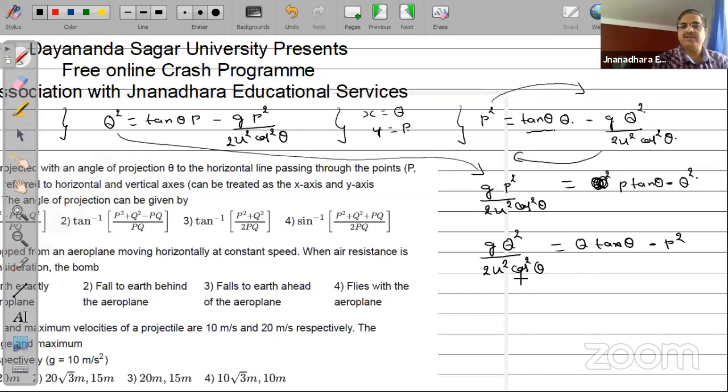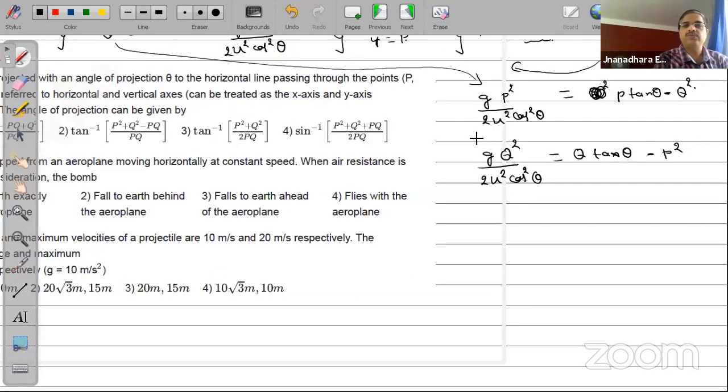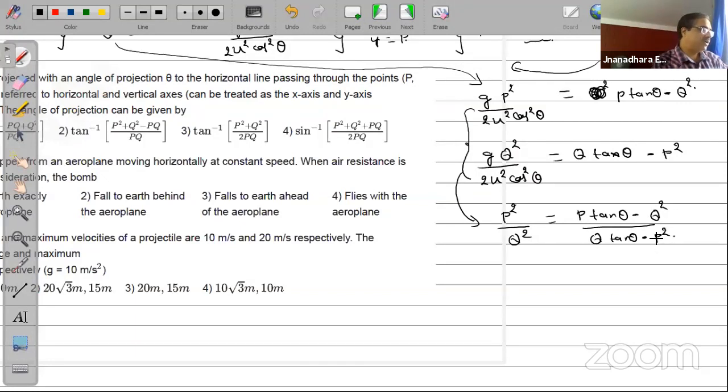Now let us divide one by the other. If I divide one by the other, all this g u square cos square theta will go away. Then what am I left with? I get p square by q square is equal to (p tan theta - q) divided by (q tan theta - p). Now, if you do all this, you will end up getting an expression for tan theta. Simplify this, very simple, no big issue at all.